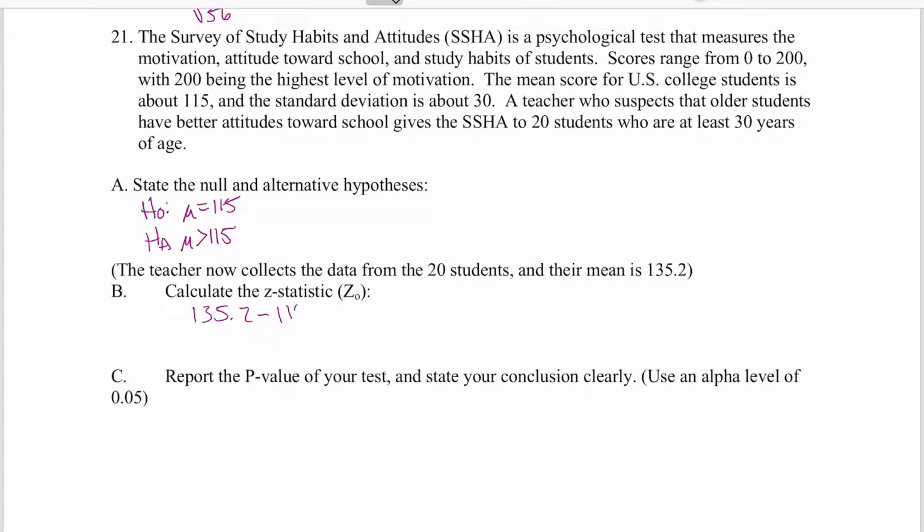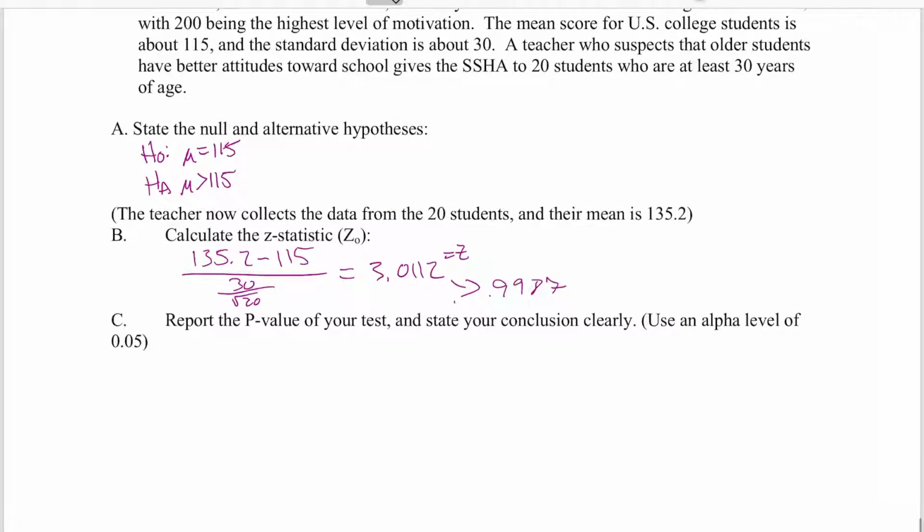When we perform that, it's going to be 135.2 minus 115 all over 30 divided by the square root of 20. So it's going to give you a value of 3.0112. Remember, that's going to be our z value. Since we're looking for a greater than, we're going to find a probability value of 0.9987. Now we can turn that into a p-value, which is what we're doing in part C here. Since we want to take that value and be greater than it, we're going to take 1 minus 0.9987, which equals 0.0013, and that's what we state our p-value at.